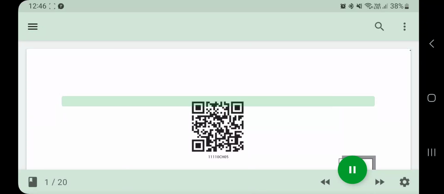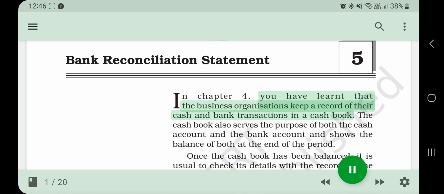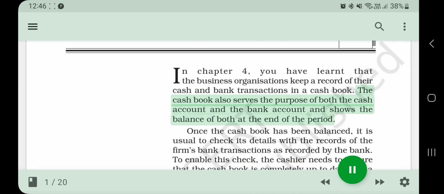Accountancy. In Chapter 4, you have learned that business organizations keep a record of their cash and bank transactions in a cash book. The cash book also serves the purpose of both the cash account and the bank account and shows the balance of both at the end of the period.